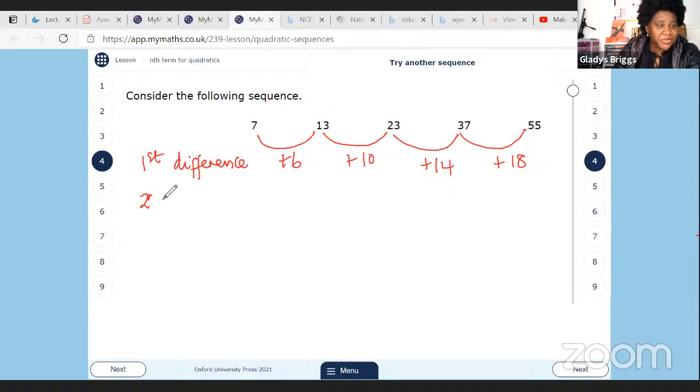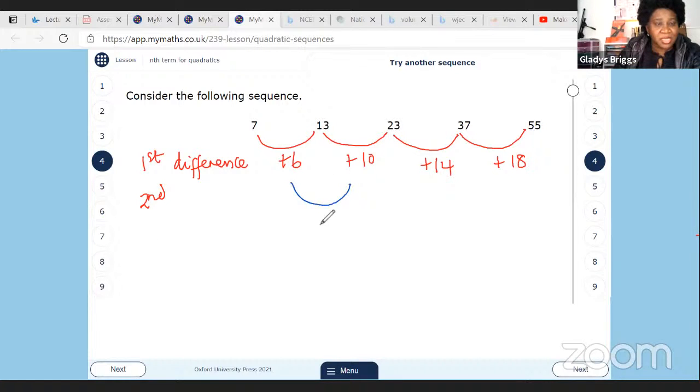Now the second difference, oh, well done, Ahmad. Well done. You always try to solve the problem, and when you can't solve the problem, you get frustrated. So that's good. Well done. Okay.